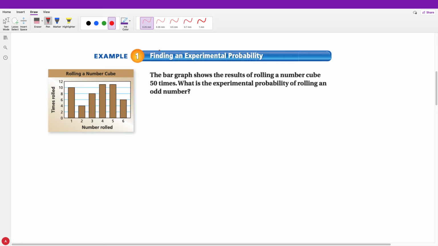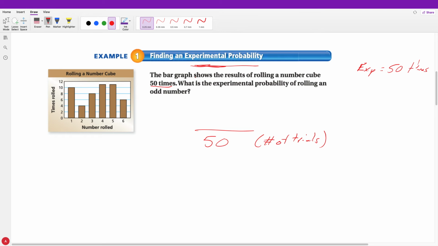All right, so for this example, it says finding an experimental probability. We have to be able to identify whether we are doing experimental or theoretical. Experimental probability means we're actually using the cases that happen in our experiment. The bar graph shows the results of rolling a number cube 50 times. So this means that we did the experiment a total of 50 times. In my denominator, I know it's going to be over 50 because that's the number of trials, meaning the number of times that we performed this experiment.